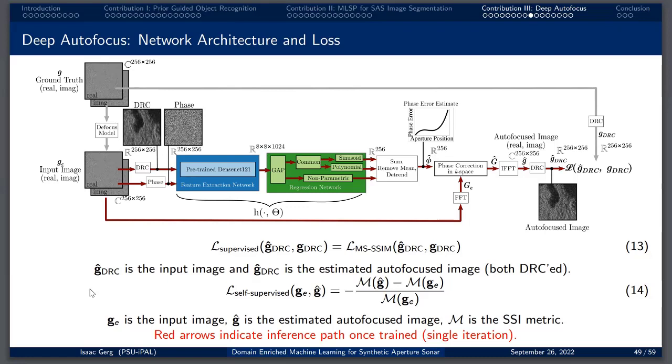There are going to be 2 flavors of this work that we have proposed. The first was a supervised approach where we know what the ground truth image is. So what we can do is use something like a structural similarity metric to try to minimize the distance between the ground truth and our predicted image.